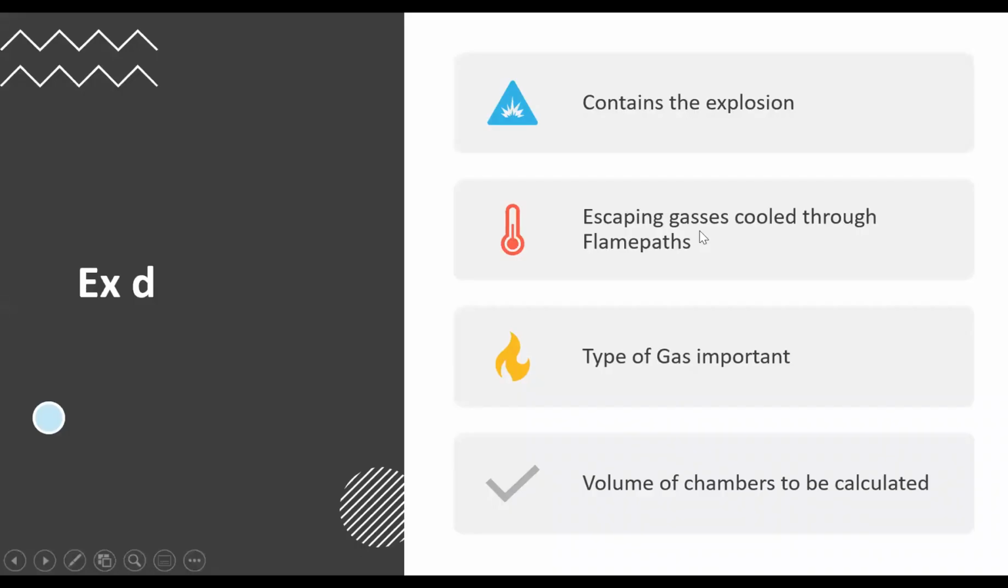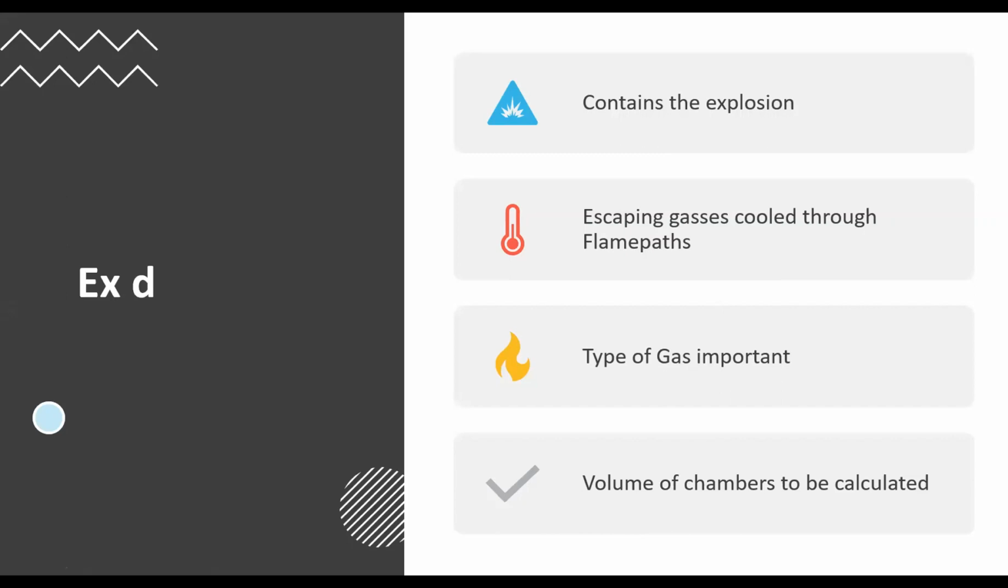Okay, so what does an EXD do? We mentioned earlier, it contains the explosion. The escaping gases are cooled through flame paths. Now, flame paths you will only find on an EXD piece of equipment. The type of gas is important because depending on the gas, it depends how it would explode, how violent that explosion would be, how much energy that explosion would have. And exactly the same as the volume of the chambers.